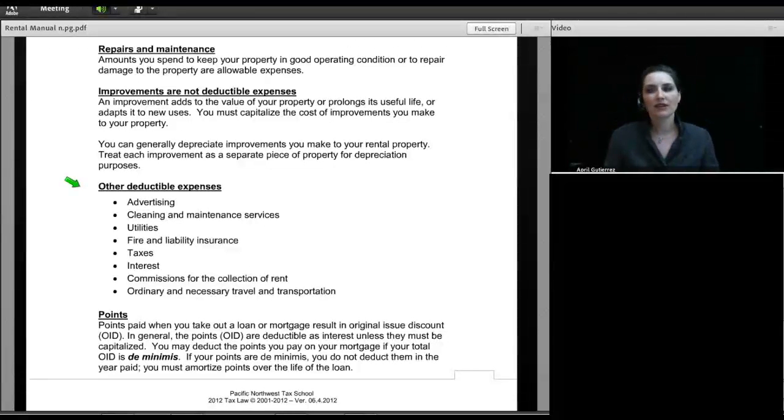What they mean is at the time you convert the property to rental, you've got the house and you've got the land that the house sits on, and they do want you to separate those out.